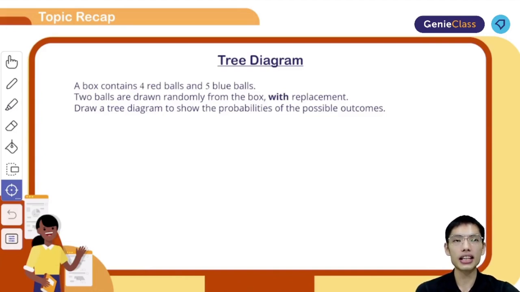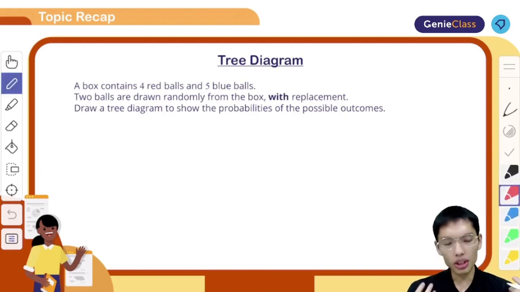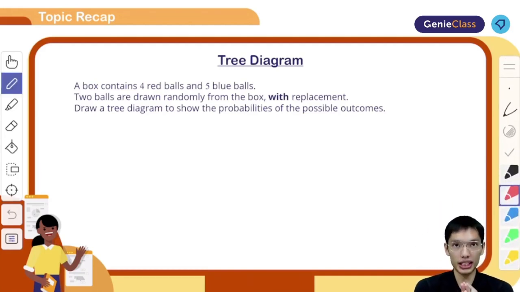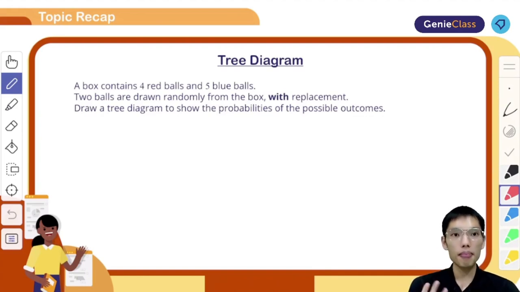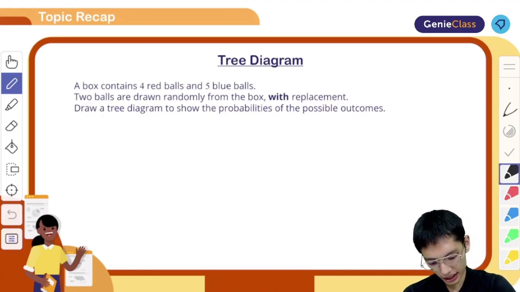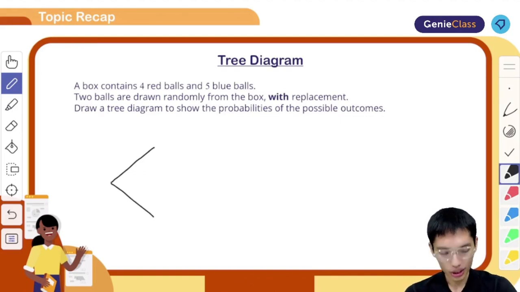There are, in this case, a few scenarios. In this case, the recap over here is with replacement. Okay, we are talking about with replacement. That means we replace the item. Okay, so what is the difference? So when we talk about tree diagram, picture a tree that has branches. So in math, our branches look like lines like this. You can picture this. So two scenarios, let's just recap, red and blue.